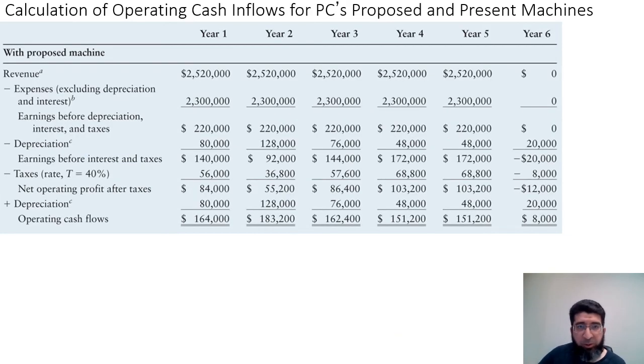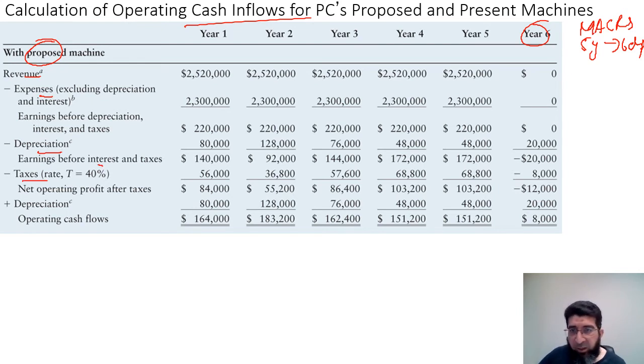Let's calculate the operating cash flows for the PC company. Here are the operating cash flows for the proposed machine. It is over 6 years. Why is it over 6 years? Because MACRS 5 years leads to 6 years of depreciation, hence the 6th year. We have revenues, expenses subtracted, depreciation subtracted, and then we have to apply taxes.